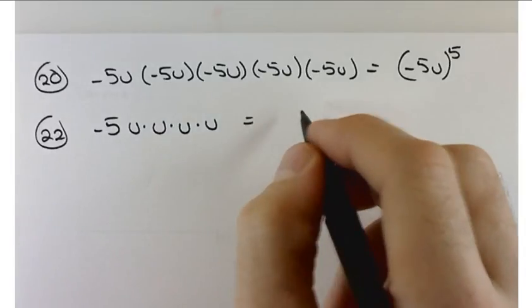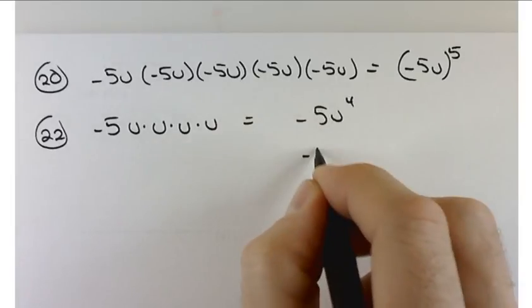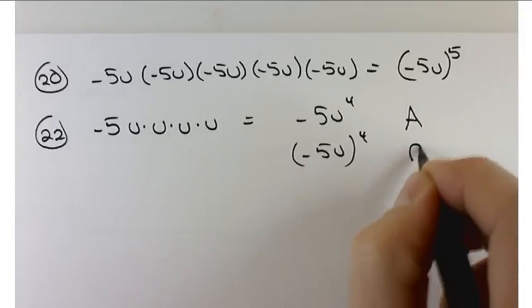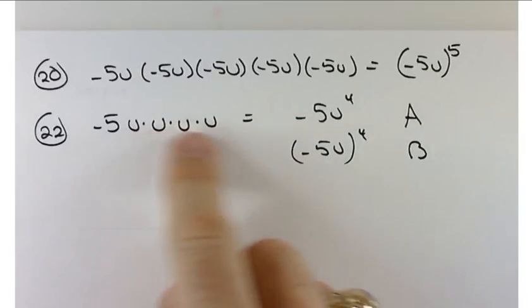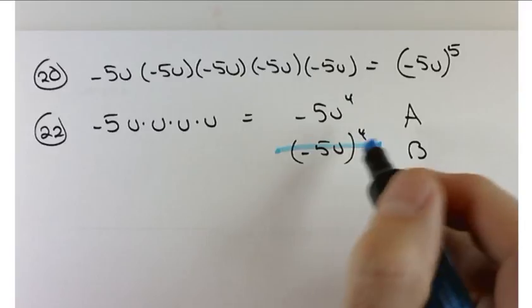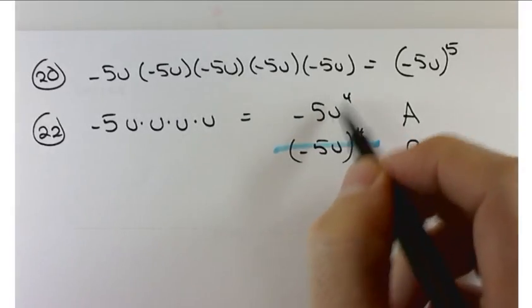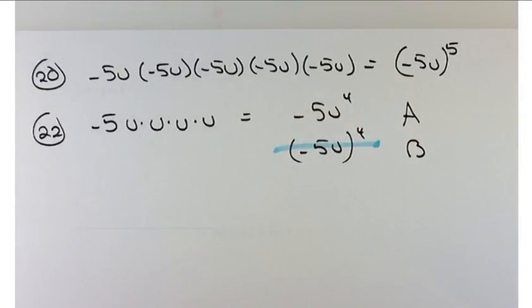All right. Let me give you 2 different options here. Negative 5u to the 4th and negative 5u to the 4th. So A or B. Which one? A. Good. So in this case, it's just the u that's repeated. So I don't want that. Here, u is the base of this. It has nothing to do with the negative 5. It doesn't apply to the negative 5 at all. All right, thanks, ladies.